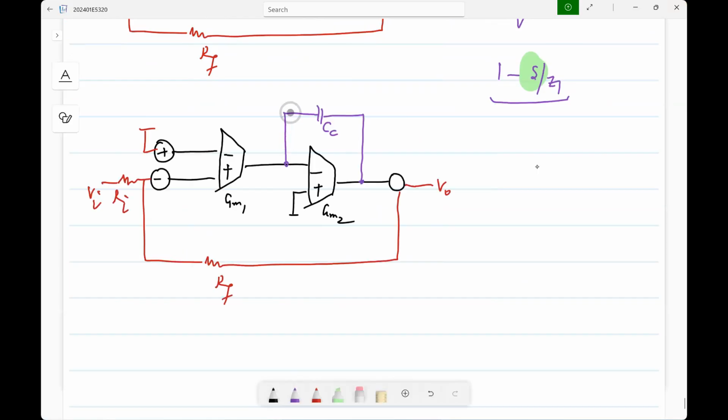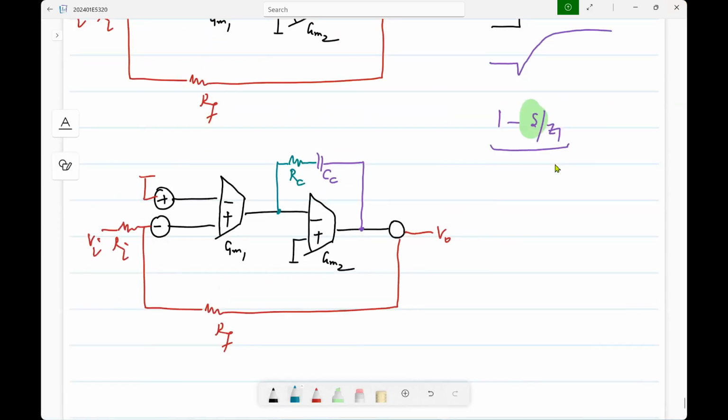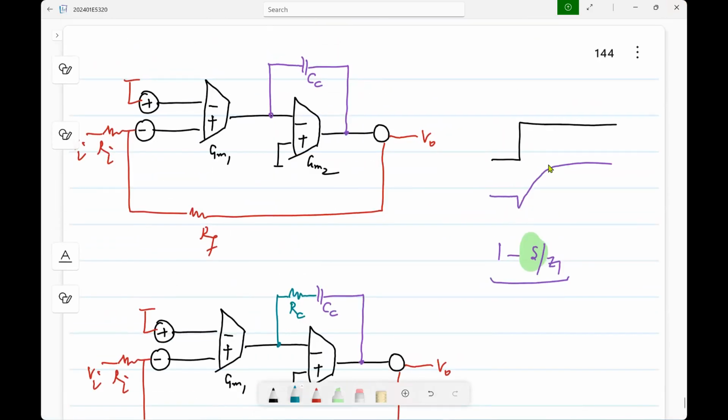One of the things to do is connect a zero cancelling resistor. So what is the difference between these two? If you just look at the op-amp transfer functions, what will be the difference between this and that? Is this some magic bullet that fixes everything, or what changes?